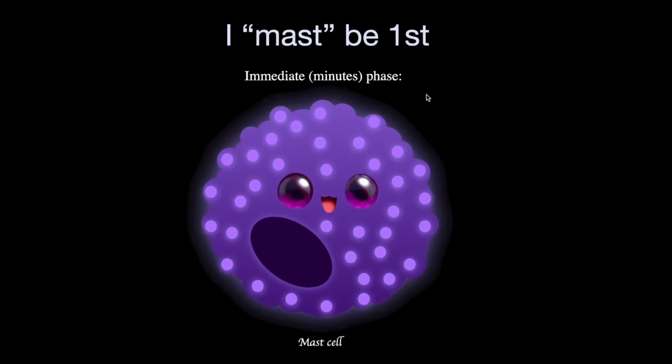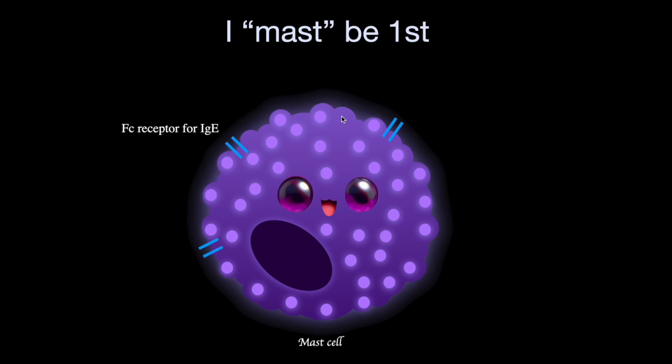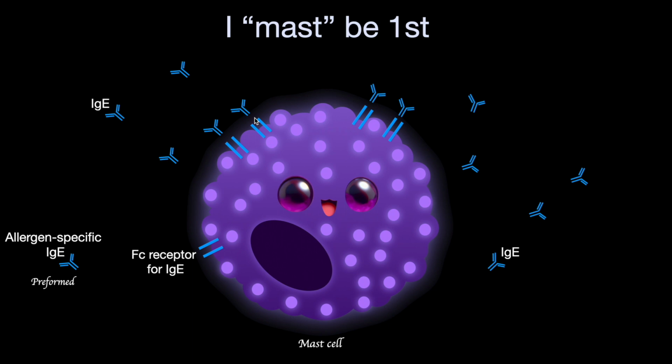So we will start from immediate phase. So we can see the mnemonic here that I must be first. Mast cell is participating in first type hypersensitivity reaction. On the surface of mast cell, we can find these receptors that we call Fc receptors for IgE immunoglobulin. We already discussed that we're going to talk about what is happening after sensitization. So we already said that the IgE immunoglobulins are preformed.